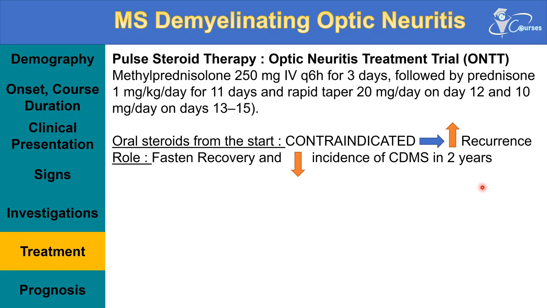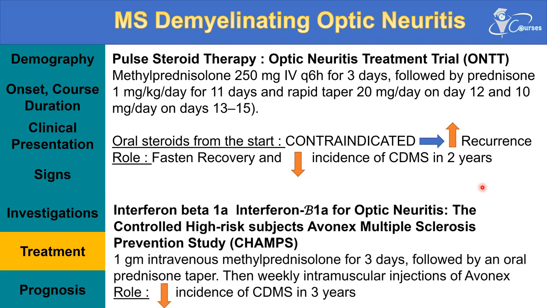Aren't there any other treatments for multiple sclerosis optic neuritis? Yes, there was another treatment that was suggested by a group called the CHAMPS group. So it was the interferon beta 1A. It is based on a study called the Controlled High Risk Subjects Avonex Multiple Sclerosis Prevention Study, or the CHAMPS study. This study suggested that for those patients who received the pulse steroid therapy, they further give them the Avonex or the interferon beta 1A.